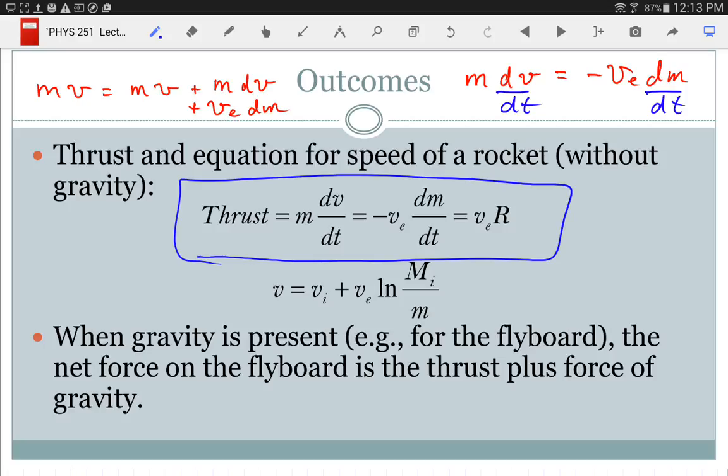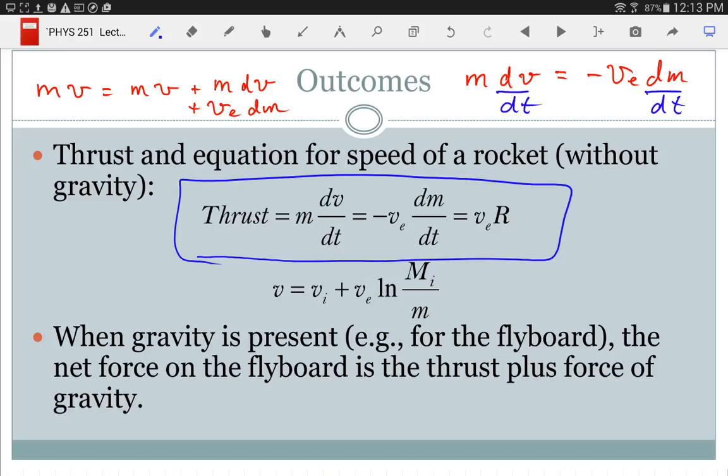Now you see I put R here. R is the burn rate, the rate at which you're burning fuel in your rocket. So the bigger R is, and the bigger the speed that is being ejected, the bigger the thrust you get. Does that make sense? Comes back to exactly the same thing that we had with the flyboard. If you have the water going faster, or if you have more water per second going through, you're going to have more thrust. Those are the same two parameters we have here for the thrust. A higher speed for the ejected fuel, or a higher rate at which we're burning the fuel.